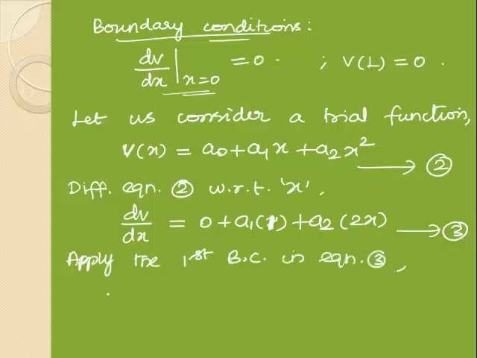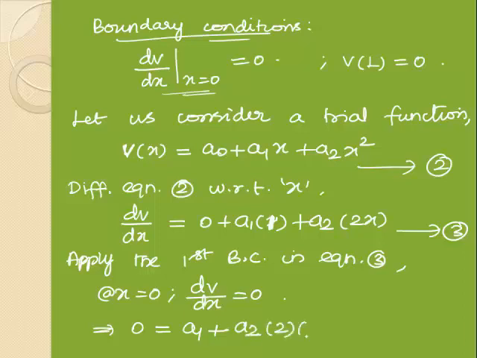That is, at x is equal to 0, dv by dx is equal to 0. Okay, so equation 3 becomes a1 plus a2 into 2 into 0. Okay, so when x is equal to 0, dv by dx is equal to 0, so we will be arriving at a1 is equal to 0.